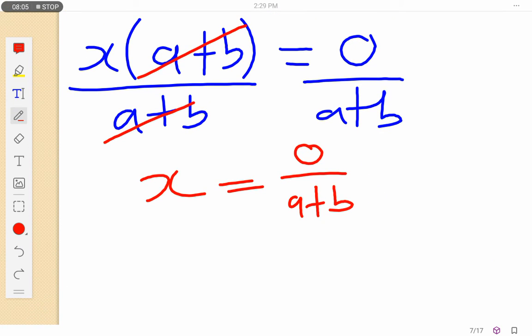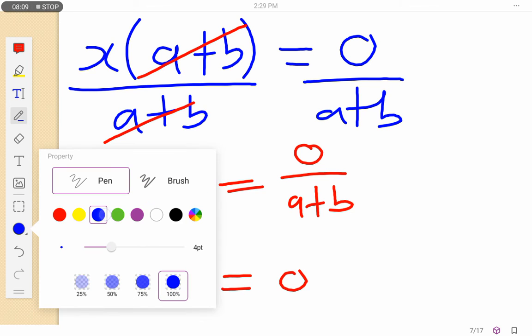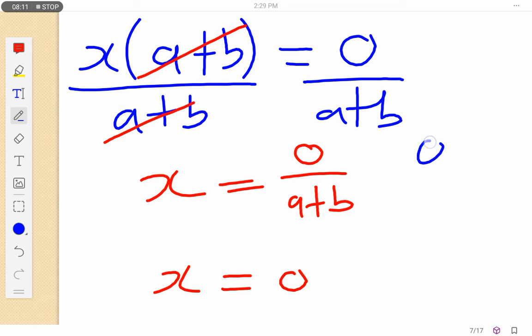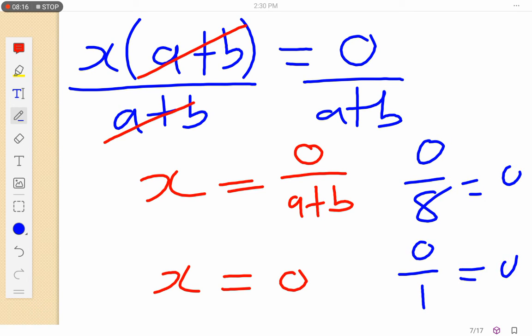So our final answer is going to be x is equal to 0, because anything that we divide by, 0 divided by 8, we get a 0. 0 divided by 1, we get a 0. So even if we divide by a plus b, we'll get a 0. So this is the final answer there.